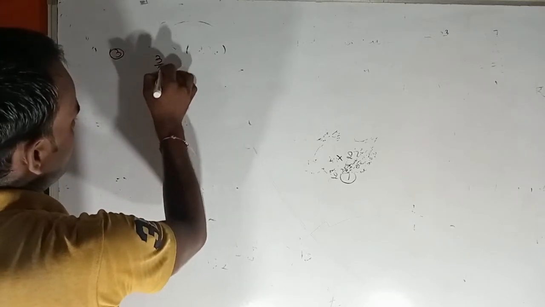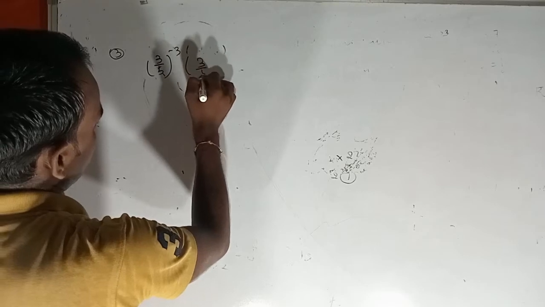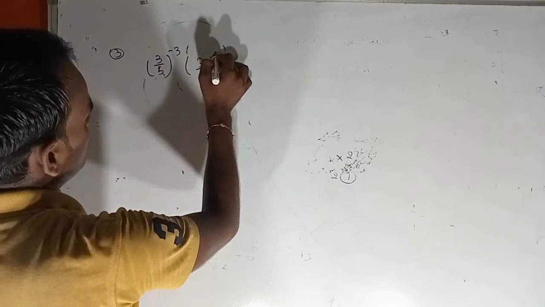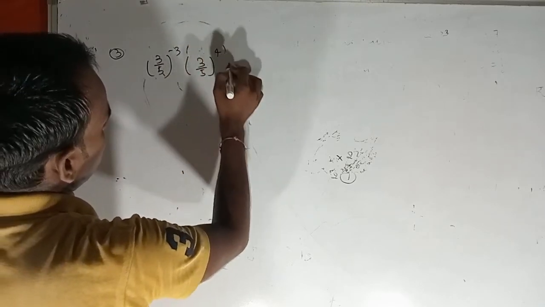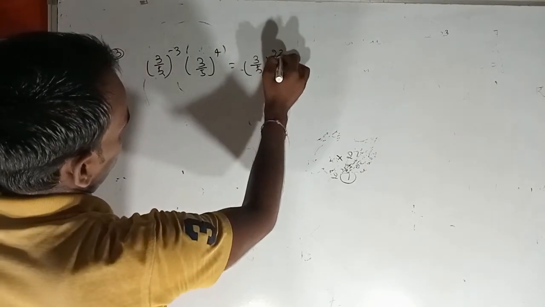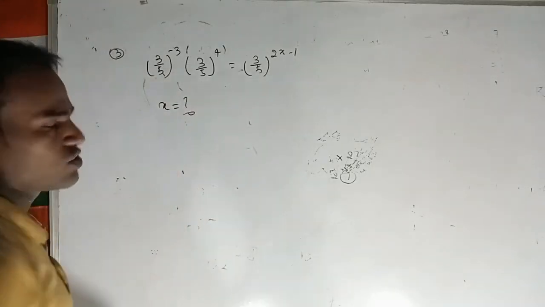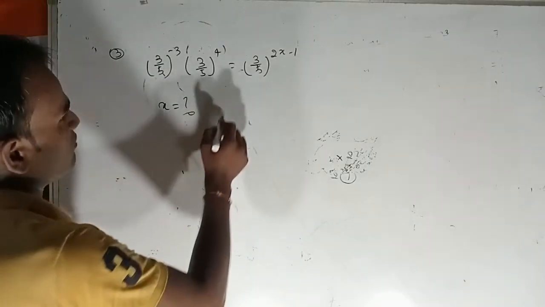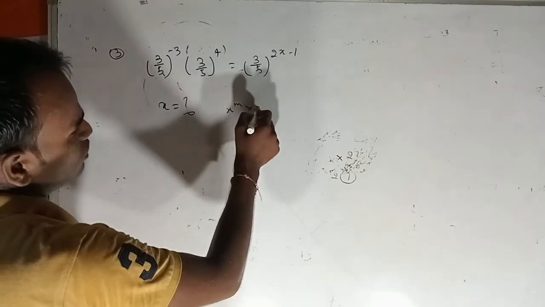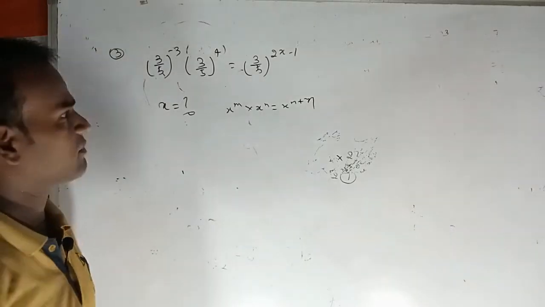(3 by 5) to the power minus 3 into (3 by 5) to the power, you can take 4, equals (3 by 5) to the power 2x minus 1. We should find the value of x. So what will be the value of x? The same formula we will use: x to the power m into x to the power n equals x to the power m plus n. This is the basic formula.